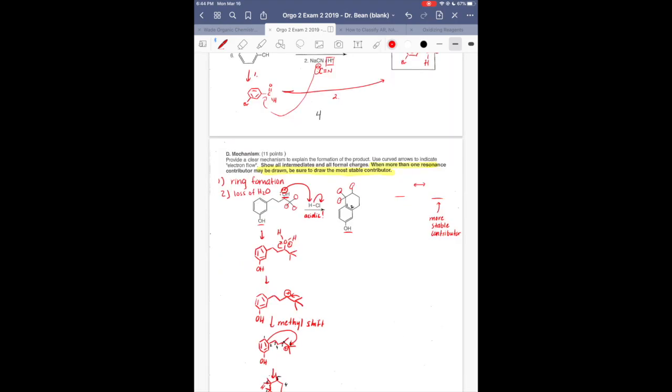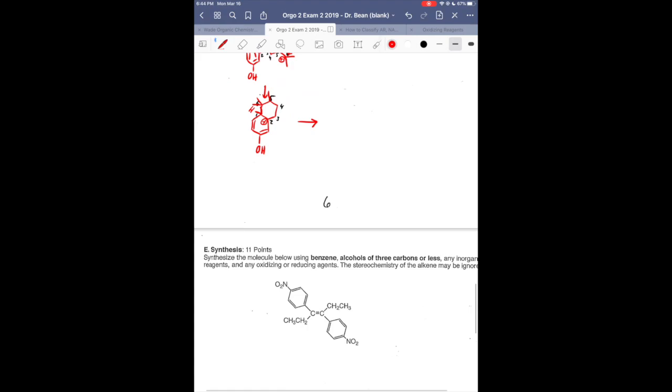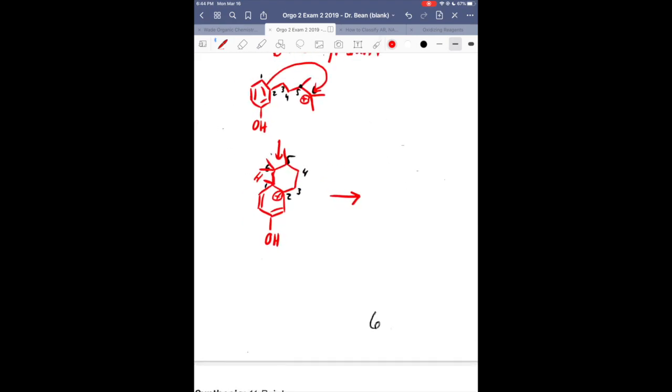Now, this is where we have to pay attention to our highlighted rule that says when more than one resonance contributor may be drawn, be sure to draw the most stable contributor, even if we are not using that most stable contributor in terms of our mechanism, okay? So when we form this over here, we have a positive charge on a carbon. Can we draw some resonance to displace that positive charge somewhere else? Your answer should be yes.